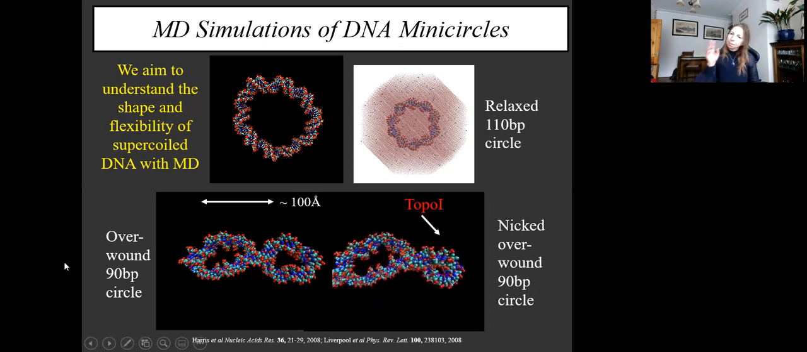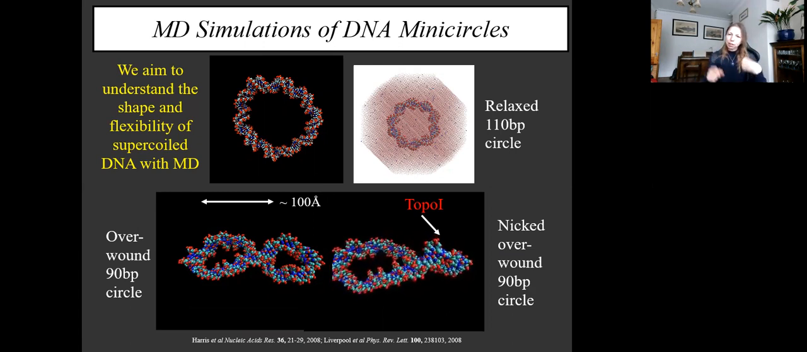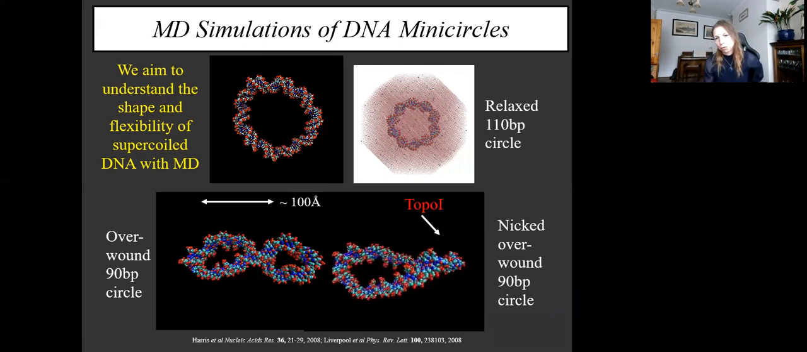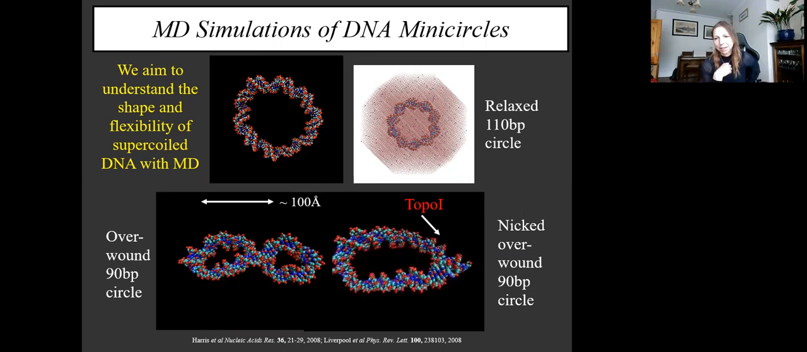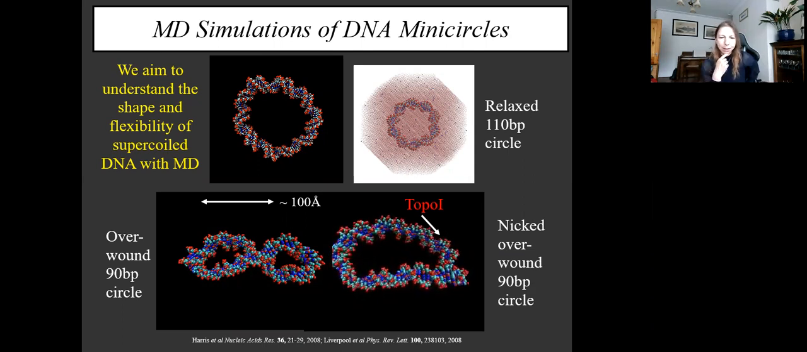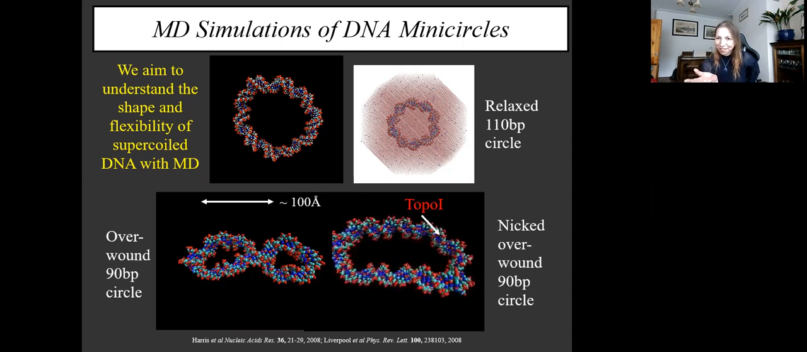So once I make a nick in one of the DNA strands, the DNA is free to rotate, so it can remove torsional stress and it will relax back to an open conformation because it's got free rotation about that bond. So these are the sorts of simulations that we want to do.